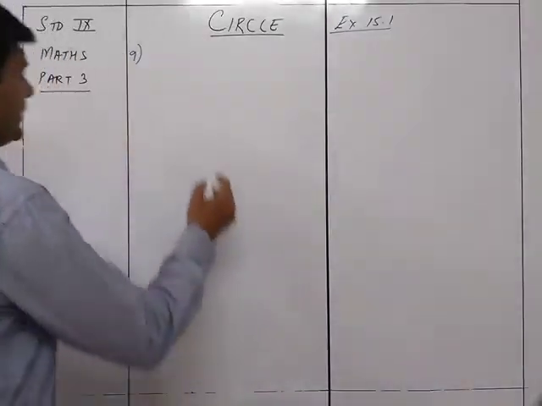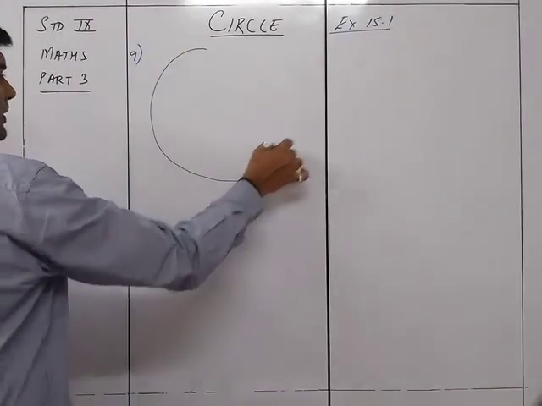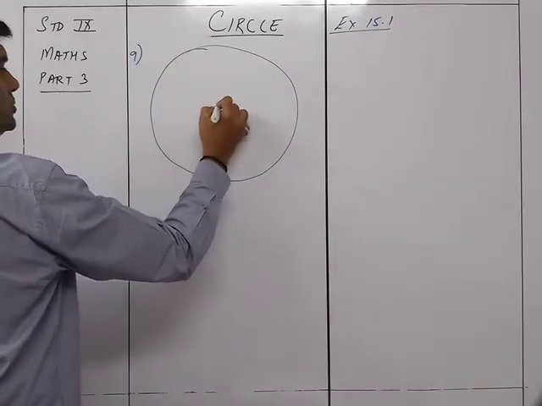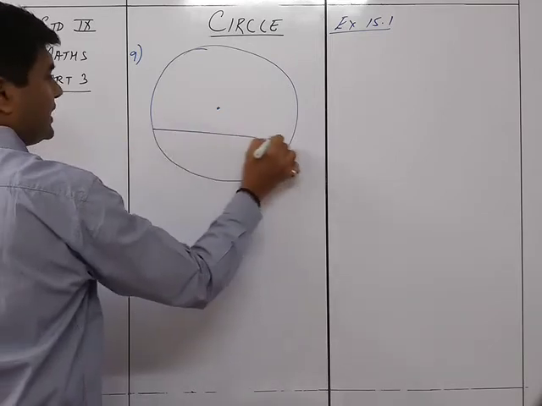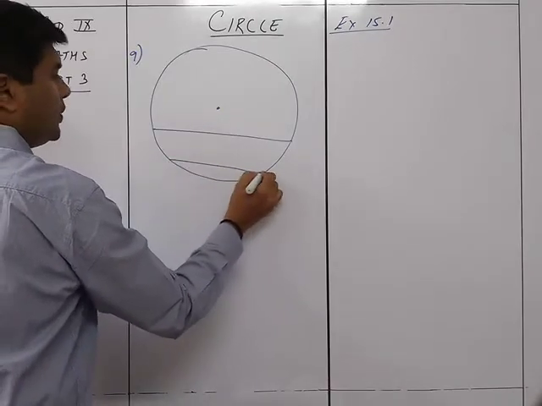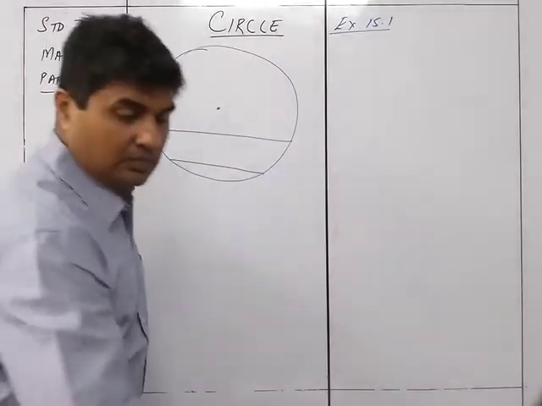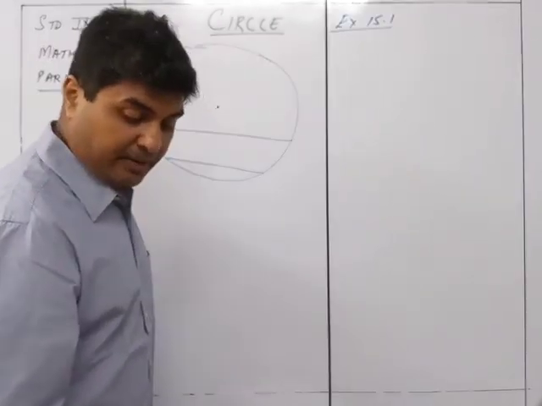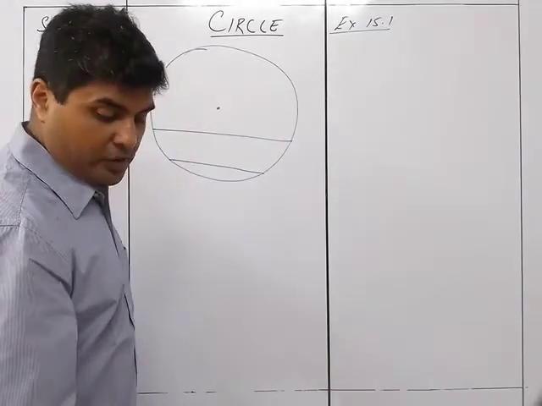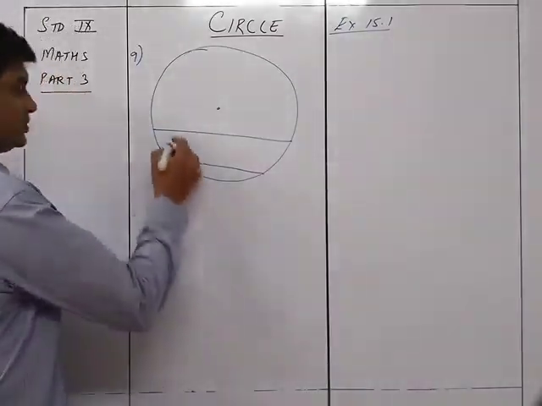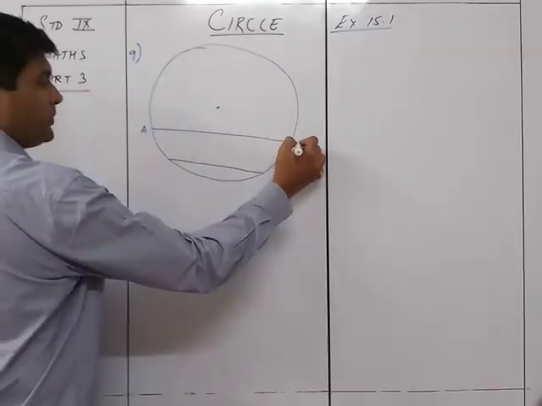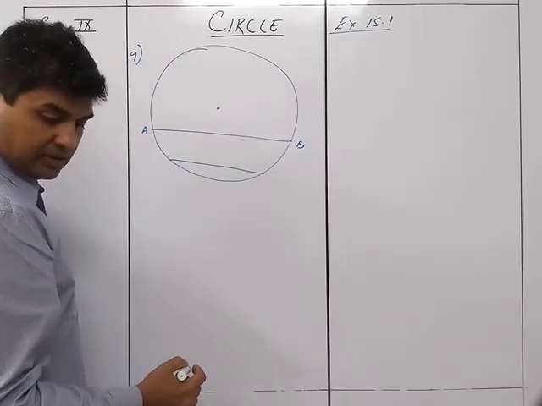So we have a circle, and you have two parallel chords which are like this. Now always remember, the one which is farther away from the center will be the smaller one. So accordingly, the bigger one will be 10. So this will be AB and this is the CD.